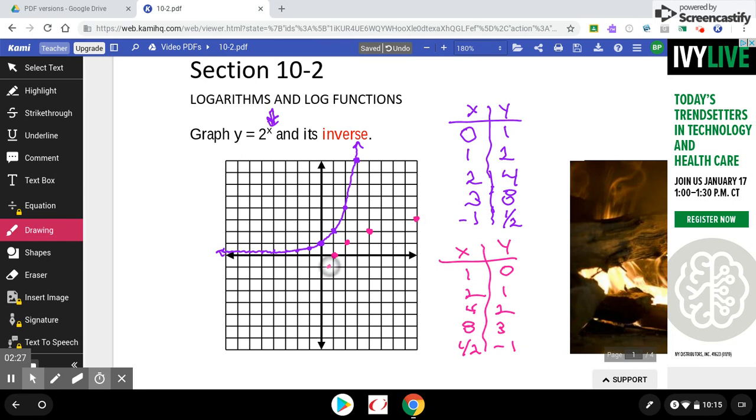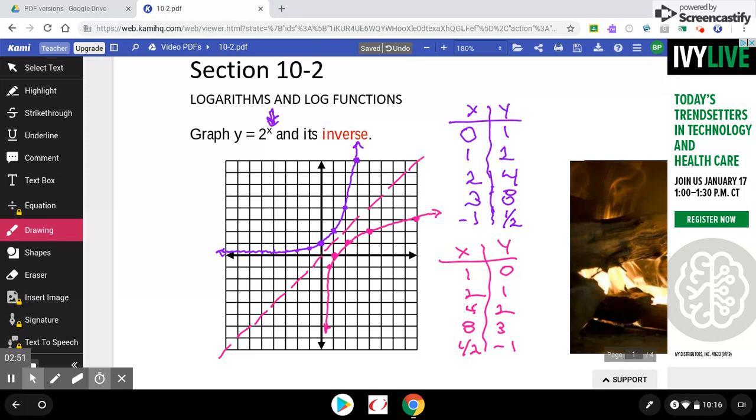Now think about it. If the original graph has an asymptote of the x-axis, what do you think the odds are of the inverse graph having the y-axis as an asymptote? And that's exactly what happens. And just to prove it to you, we did learn about this 45-degree symmetry line, y equals x line. And if you take a peek, I would hope you could see the symmetry on either side of that.